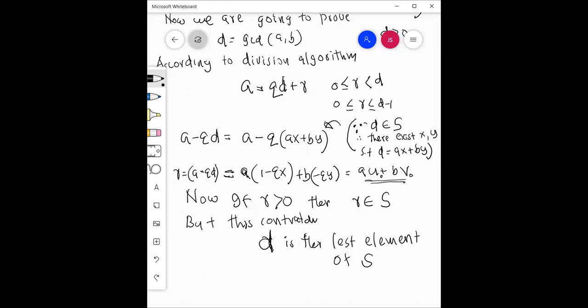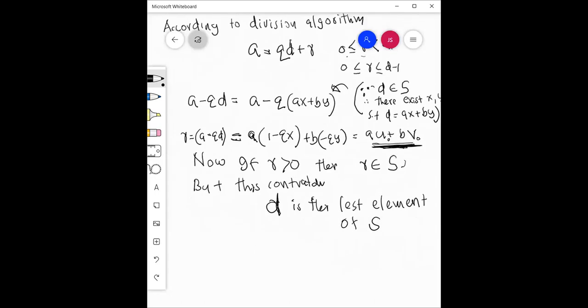We consider D the least element of the set S, right? But we know from the division algorithm that R is between 0 and D. Now, if R is not equal to 0, that means R is greater than 0, and R can also be written in this form. That means R is in S, so it contradicts D being the least element of S. Therefore, R cannot be greater than 0. Therefore, R must be 0.